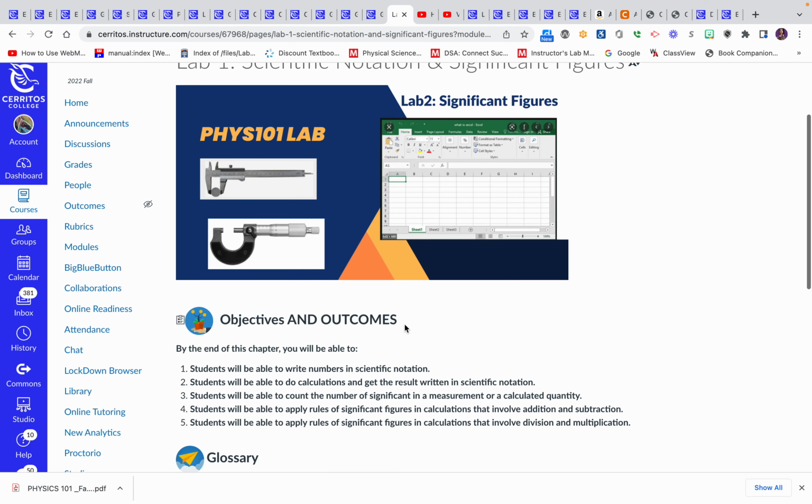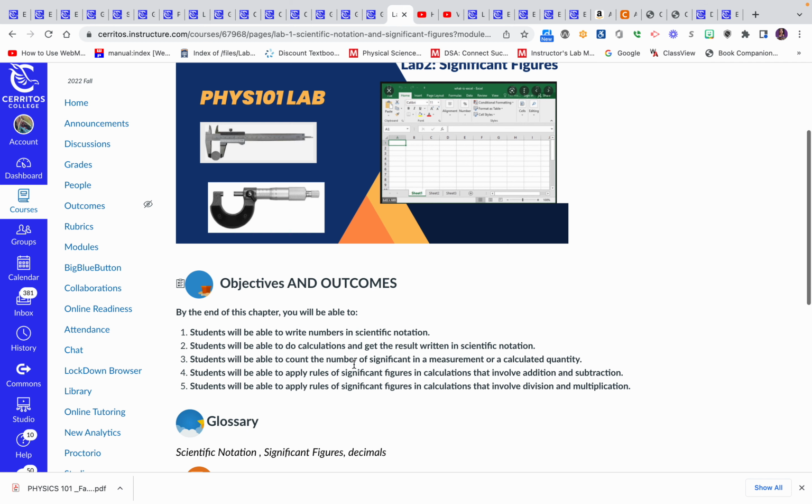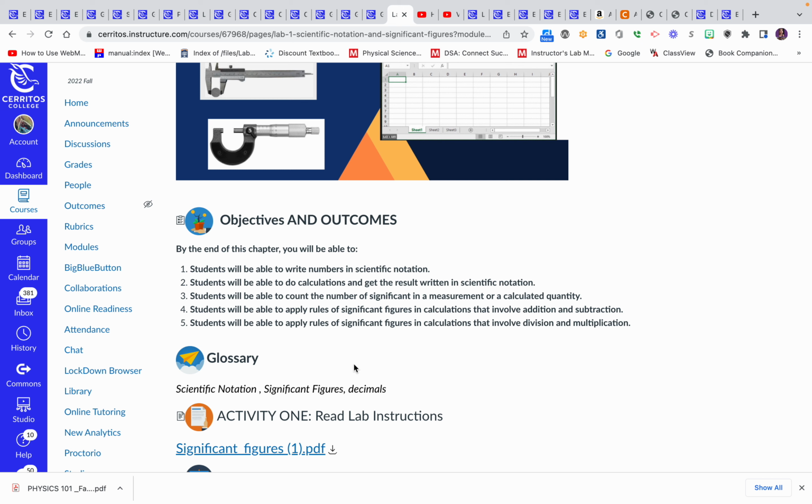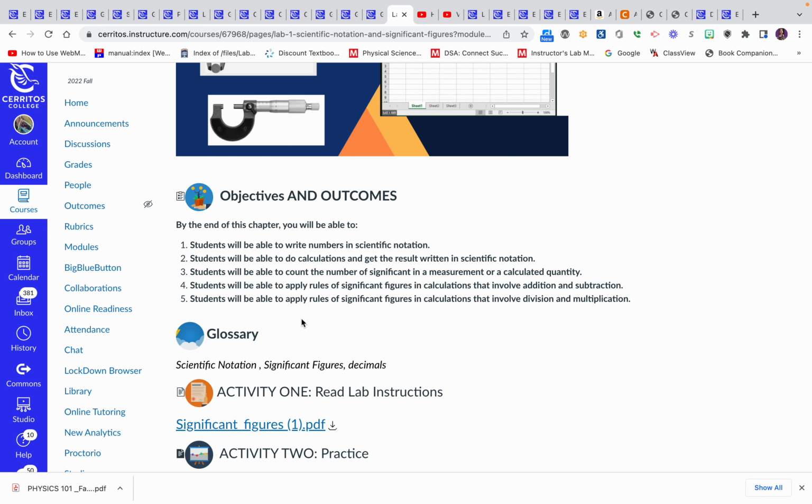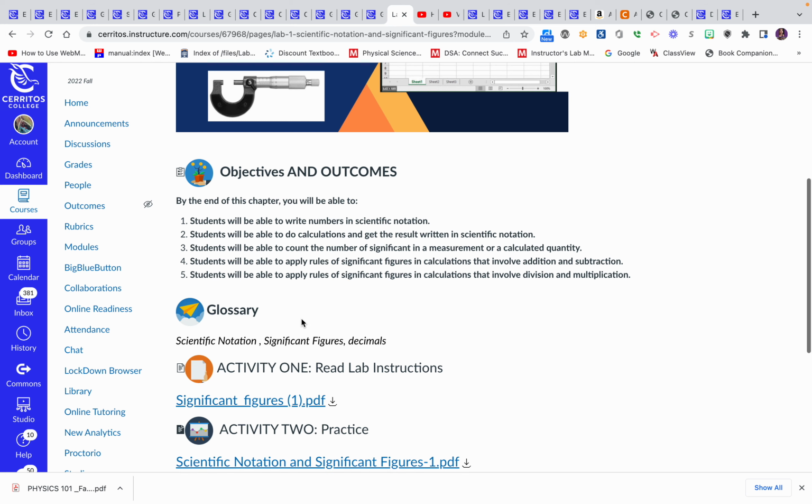For this lab, our objectives are: we want to write numbers in scientific notation, and we are going to learn the meaning of scientific notation. We will also be able to do some calculations using scientific notation. We will be able to count how many significant figures are in a measurement or a calculated quantity. And we're going to apply rules of significant figures in calculations that include addition and subtraction, and also division and multiplication.